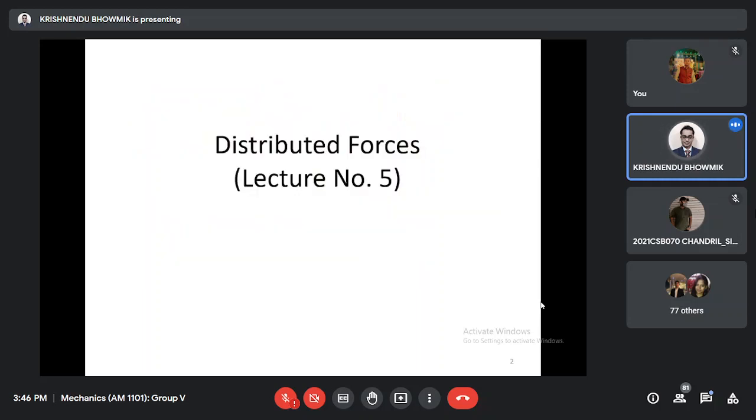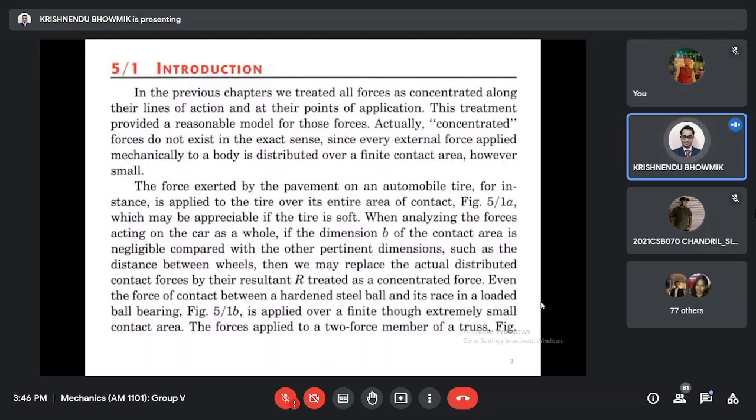So, distributed forces. To start with, I should give a little bit of introduction or some sort of information to you. Say for example, when we are considering that the earth is exerting some gravitational force on each of the particles which are forming a body, then these forces can be replaced by a single equivalent force equal to the weight of the body. And you know that we will apply this at the center of gravity of the body.